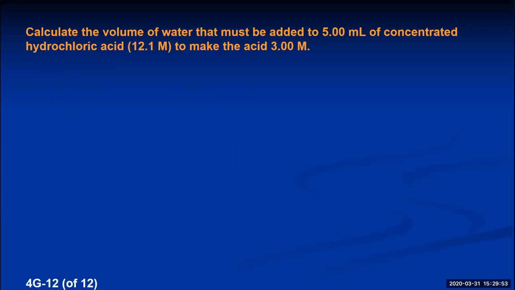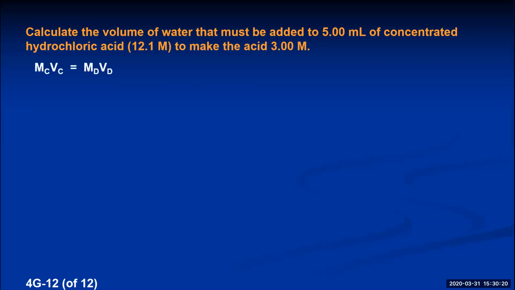Let's try one other calculation, and I'll show you why you're going to get this one wrong. Calculate the volume of water that must be added to 5.00 milliliters of concentrated hydrochloric acid, whose molarity is 12.1 molar, to make the acid 3.00 molar. So this one's definitely a dilution calculation because they're saying how much solvent do you have to add so that you change the molarity of the HCl from 12 to 3.